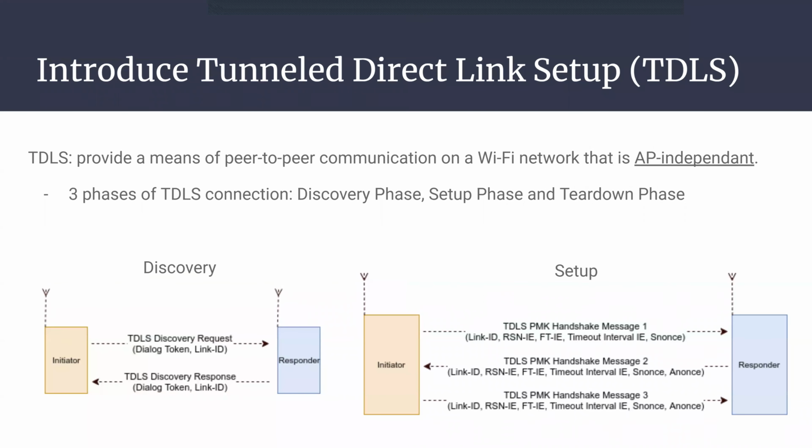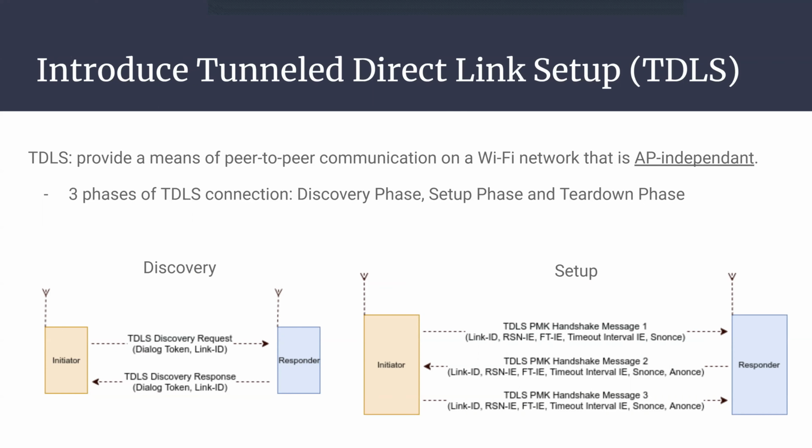To give a brief introduction to tunneled direct link setup, also shortened as TDLS: it happens when two peers on the same Wi-Fi network wish to transfer large swaths of data between one another. It sounds wasteful to pass the entire data stream from the device to the AP and then to the Chromecast. TDLS comes into play here to provide a means of peer-to-peer communication on a Wi-Fi network that is AP independent. There are three phases in connection through TDLS.